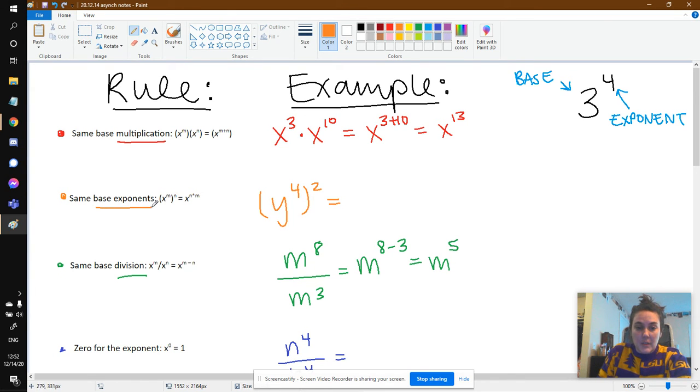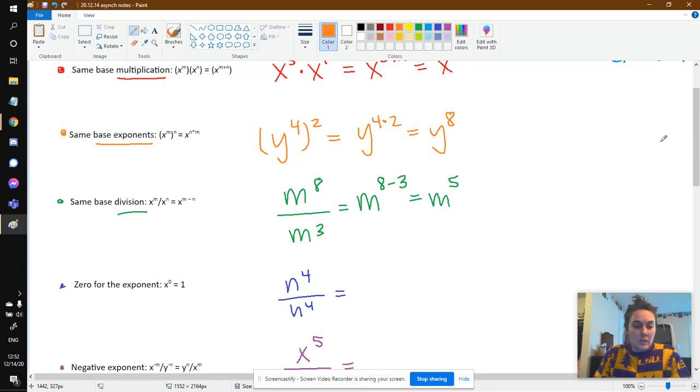Now, if we're taking a base to 2 exponents, so we've got x to the m, and then all of that to the power of n, the way we simplify that is we multiply the exponents. So here, we would do 4 times 2, and this y to the 4th squared simplifies to y to the 8th.